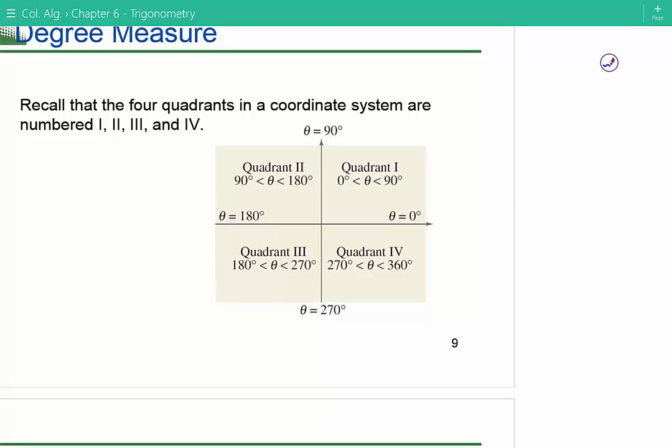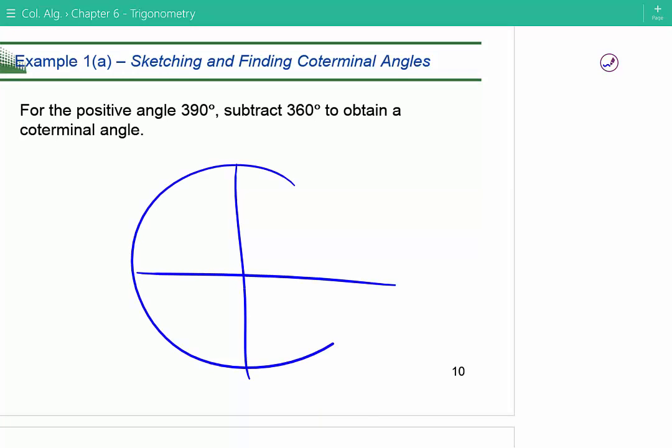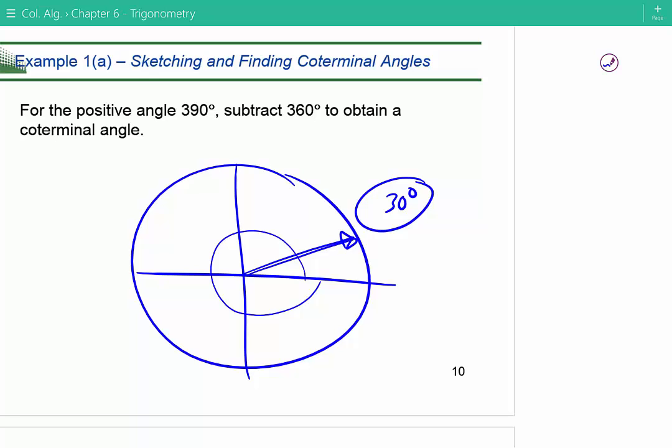You do want to know the quadrants, so obviously the first quadrant between 0 and 90 is the first, and then you have the second, third, and fourth, so don't forget those. Let's do a quick example of finding a coterminal angle. So if we have the positive angle 390, that's the angle that we get when we go all the way around 360, but plus another 30. So that angle is right here. Now we want to subtract 360 from that, and we get all the way back to 30 if we do that. So it turns out that 30 degrees is a coterminal angle. It's in the same direction, but it's just 360 degrees less than our original angle.